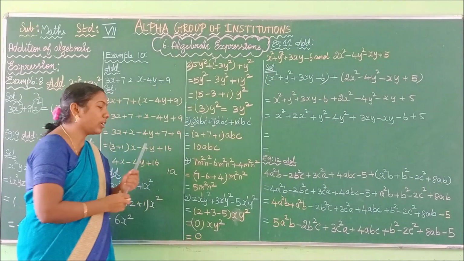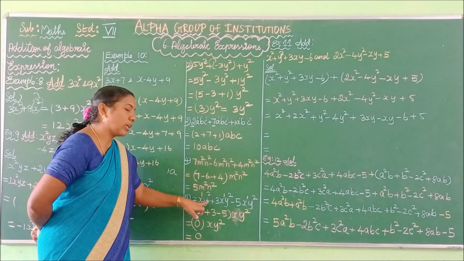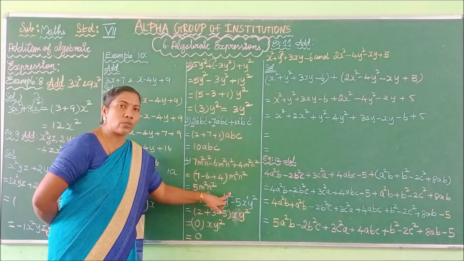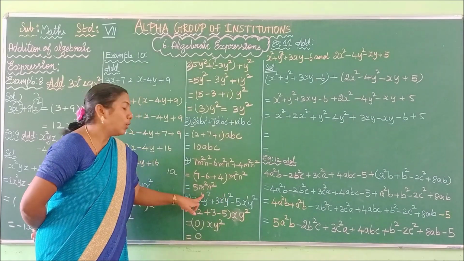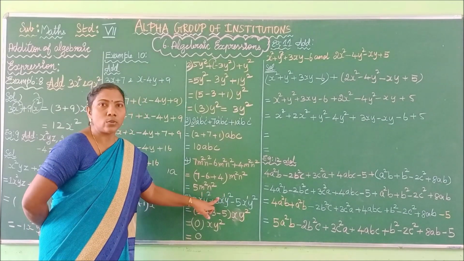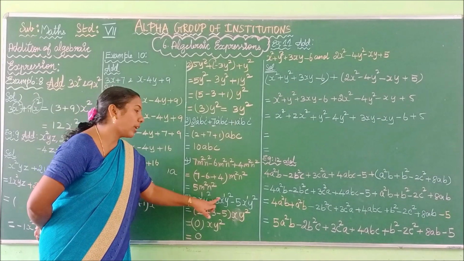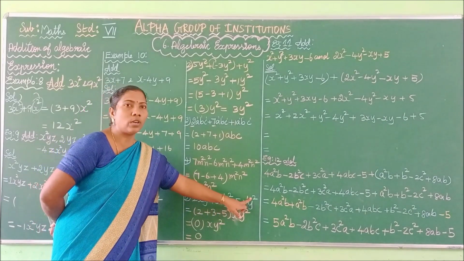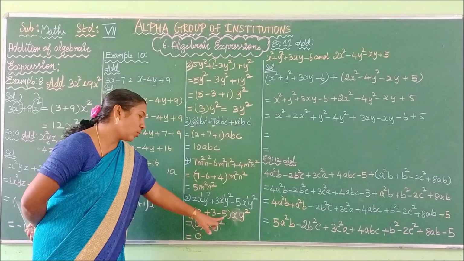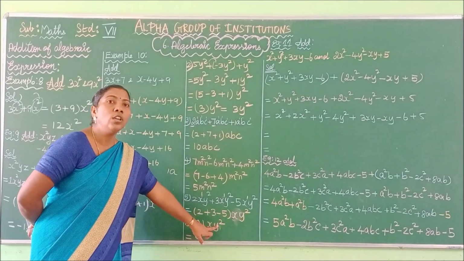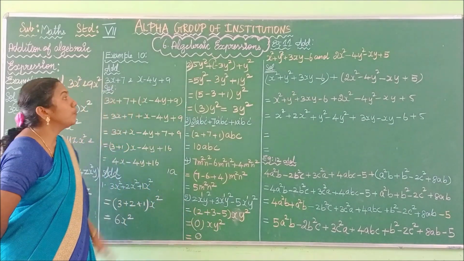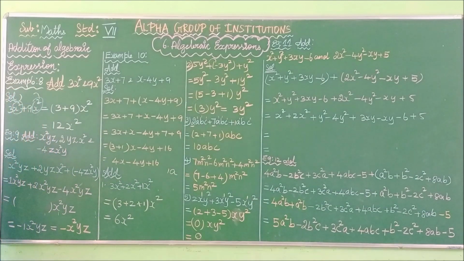Do you understand, children? See here, 2xy square plus 3xy square. If you add these two terms, you get 5xy square. So 5xy square minus 5xy square, what is your answer? 0xy square. So 0 times anything, your answer is 0. Okay. Now we are going to see the next example.